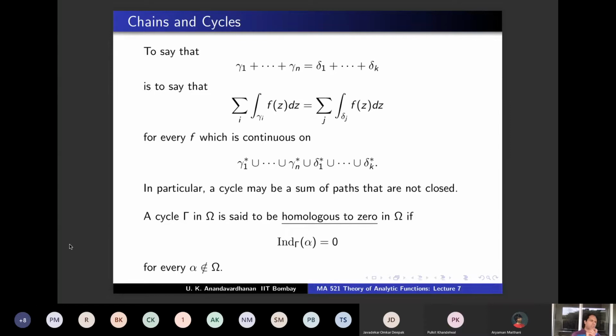But suppose there's a puncture inside the circle, then you can choose alpha to be that puncture. It is outside omega, in which case the index is of course non-zero. It depends on how many times you wind; the index may be that number, positive or negative, whatever. Anyway, it's not 0. So a circle surrounding a puncture is not homologous to 0, and otherwise it is homologous. So this is the definition of homologous to 0.